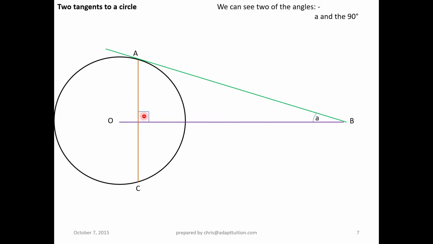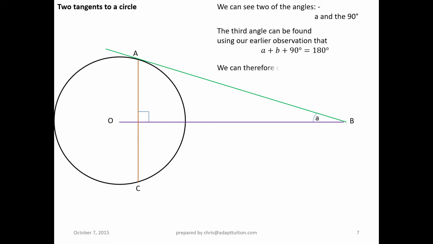What was the observation we made just now, with A and 90 and another angle? A plus B plus 90 is 180, which means A plus B is 90. So if we have this same triangle with A and 90, the third angle on top here can be found using our earlier observation. If we need an A, a B and a 90 to get 180, this angle here must be B. The missing angle is B.